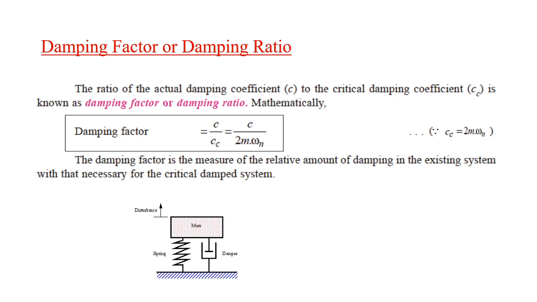Now the damping factor is a measure of the relative amount of damping in the existing system with that necessary for the critically damped system. That is the significance of damping factor. So remember this formula, we have to solve some problems based on this also. Damping factor is equal to C divided by Cc.